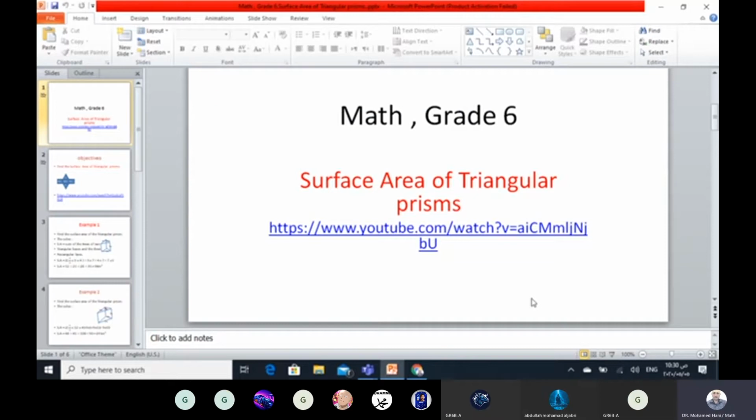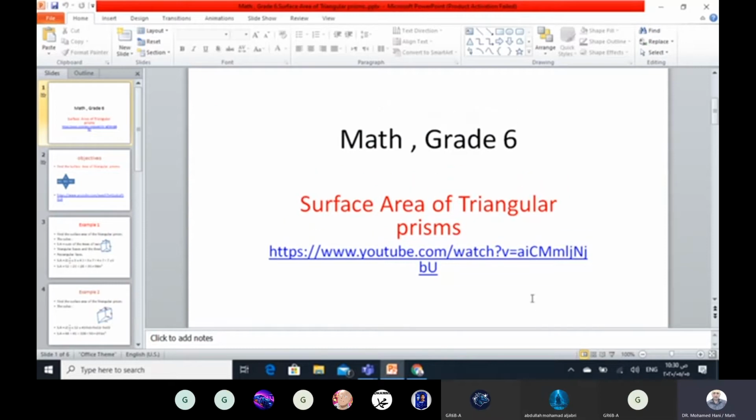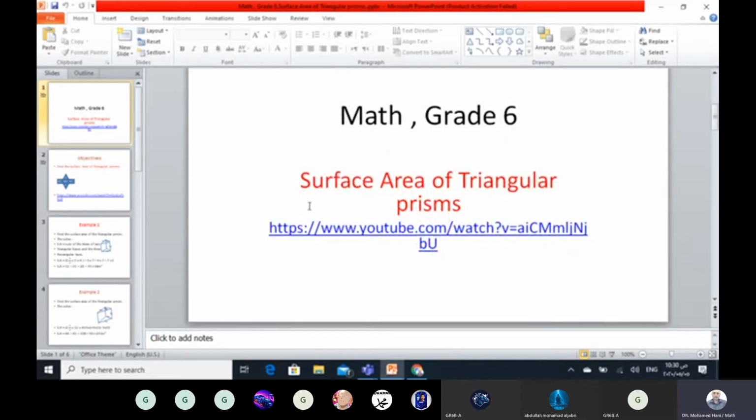Math grade 6. Today we want to learn what the meaning of surface area of triangular prisms is and how to solve the surface area of triangular prisms.